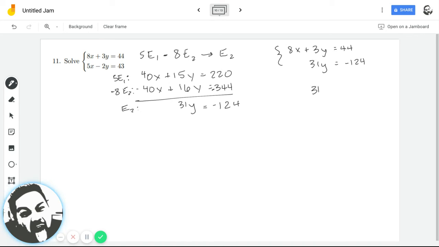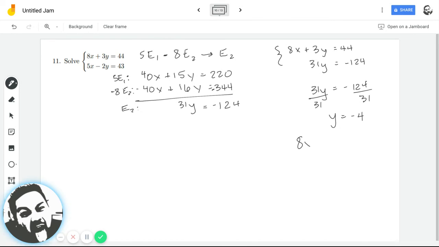So we're going to solve equation 2, and we get 31y equals negative 124. Dividing both sides by 31 gives us y equals negative 4. Now that you have negative 4, if you wanted to, you can rewrite the system again, or you can just try to solve it out.